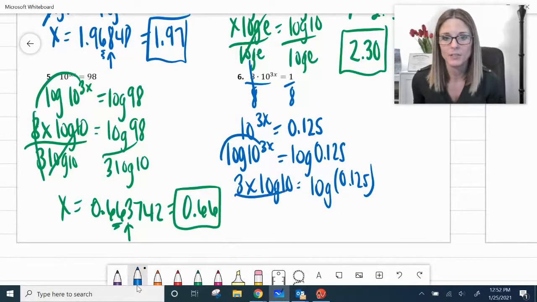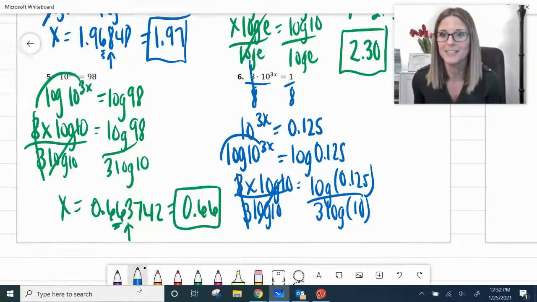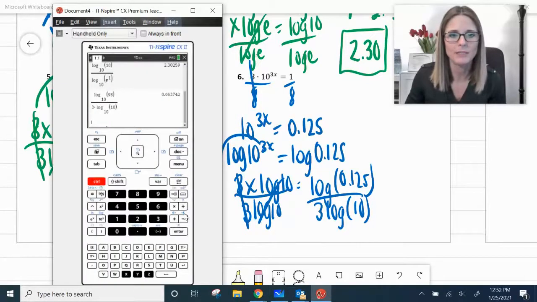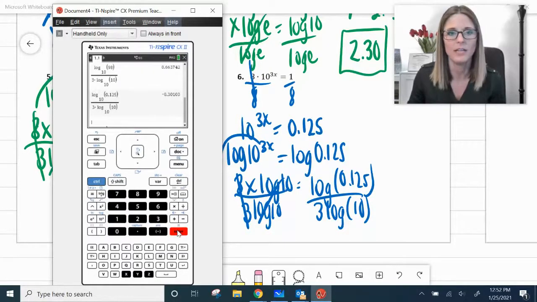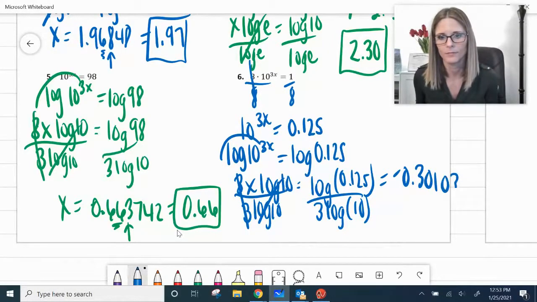Again, getting the x by itself. So you can divide away the 3, you can divide away the log of 10. And then I'm going to go ahead over to the calculator and type this in and see what we get. I'm going to make my fraction boxes. I'm going to have control log of 0.125 divided by 3 times the logarithm of 10. Enter. Negative 0.30103. Rounding to the nearest hundredths, the 1 says rest.